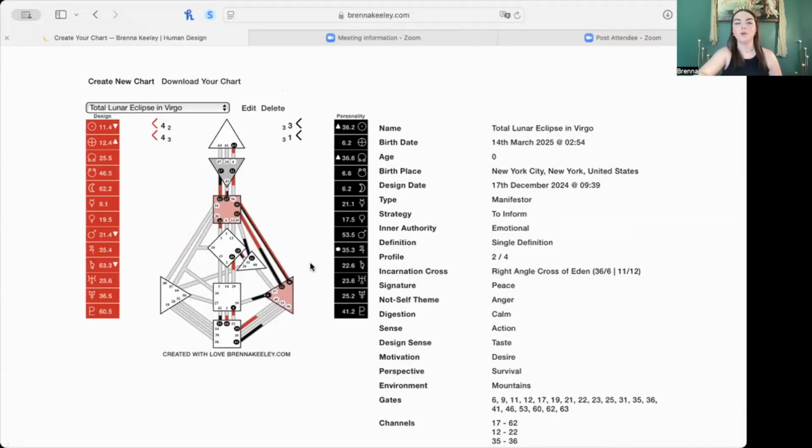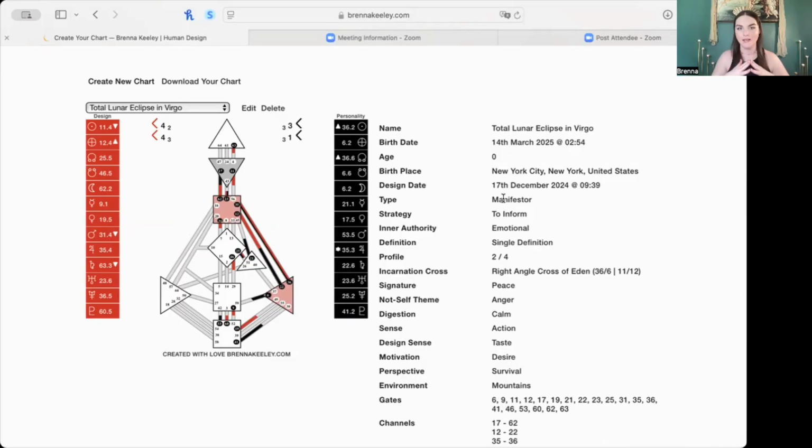So for us, the total lunar eclipse in Virgo is happening at 2:54 a.m. on March 14th Eastern Standard Time. Again, I'm an East Coast person, so I'm going to use the East Coast as our guide. It's going to happen 3 hours earlier if you live in LA or that side of the world. It'll be the very last minutes of the 13th.